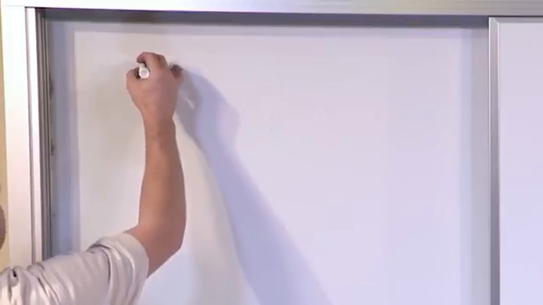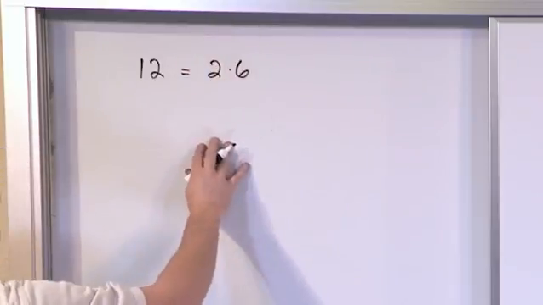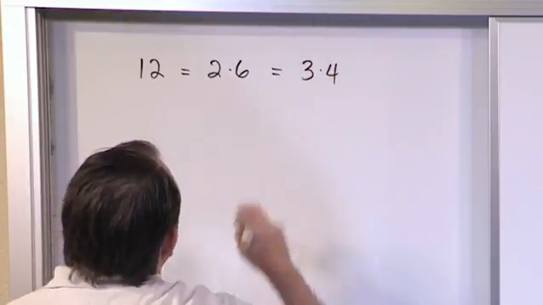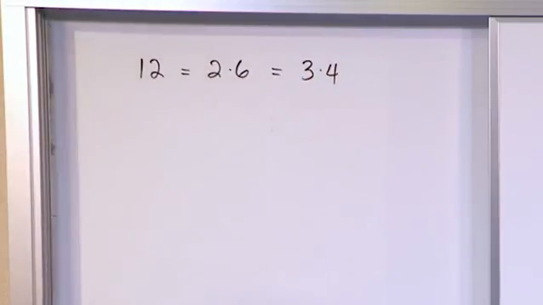So let's talk about some numbers before we talk about any letters. What about the number 12? There are multiple ways to write the number 12. You can write it as the number 12. You can also write it as 2 times 6, because we know that's equal to 12. You can also write it as 3 times 4. We know that that's equal to 12. We also can write it as 1 times 12, because that's equal to 12 as well.